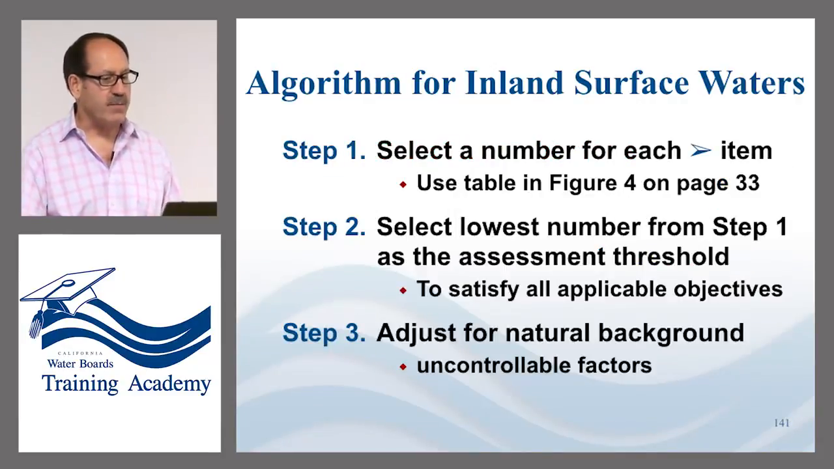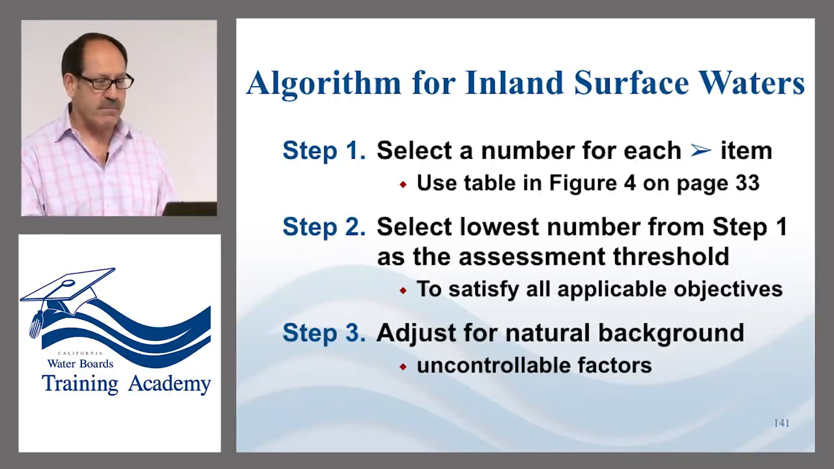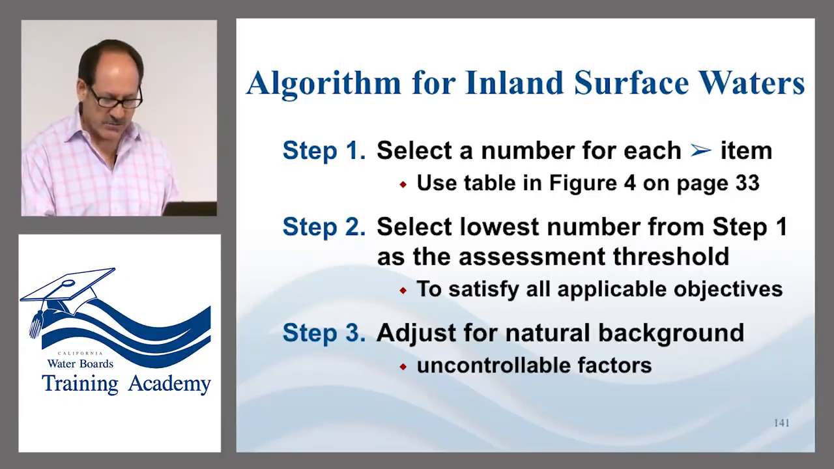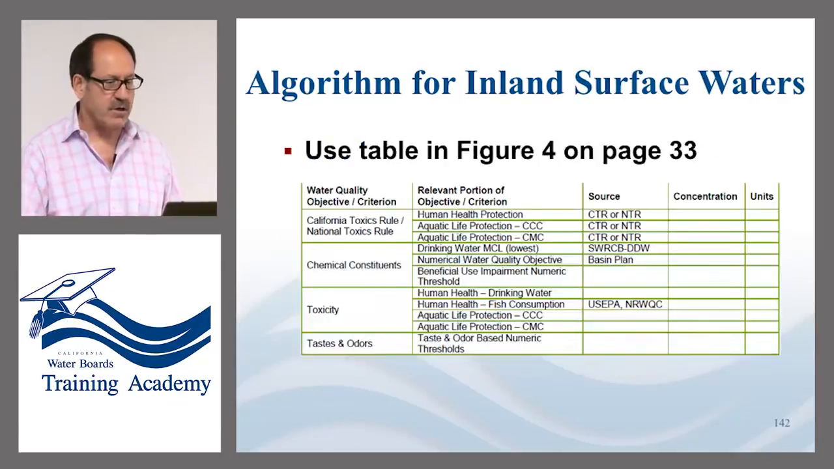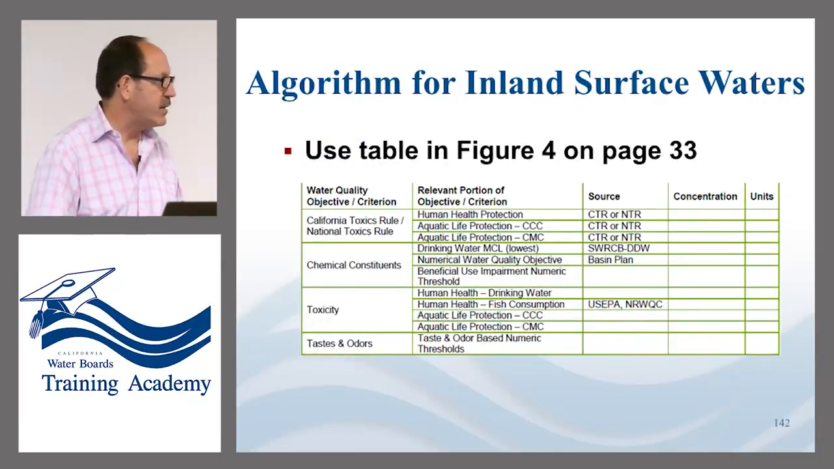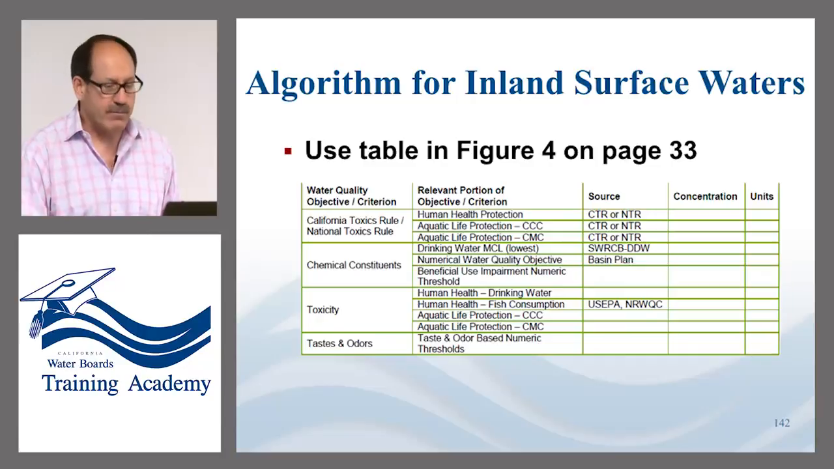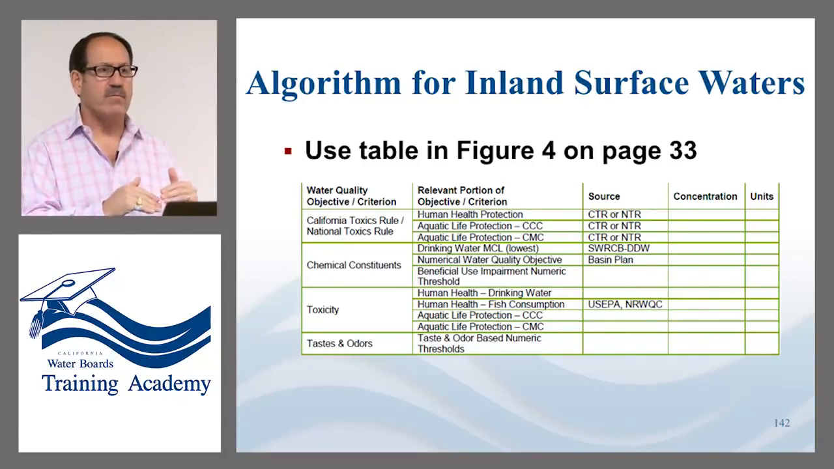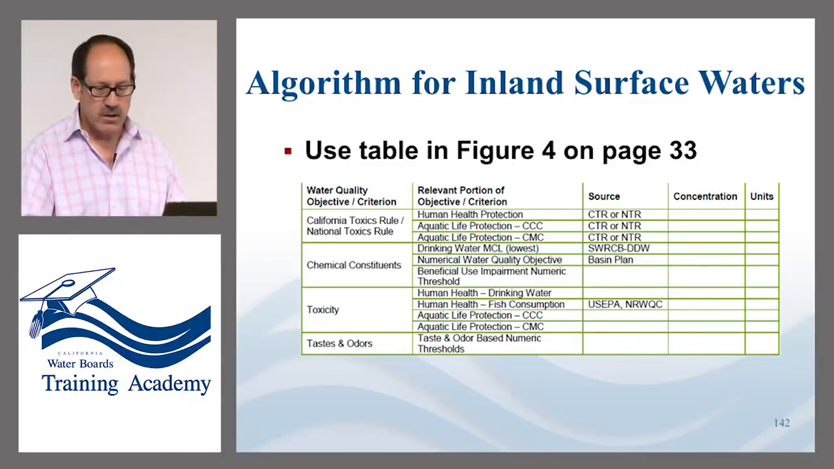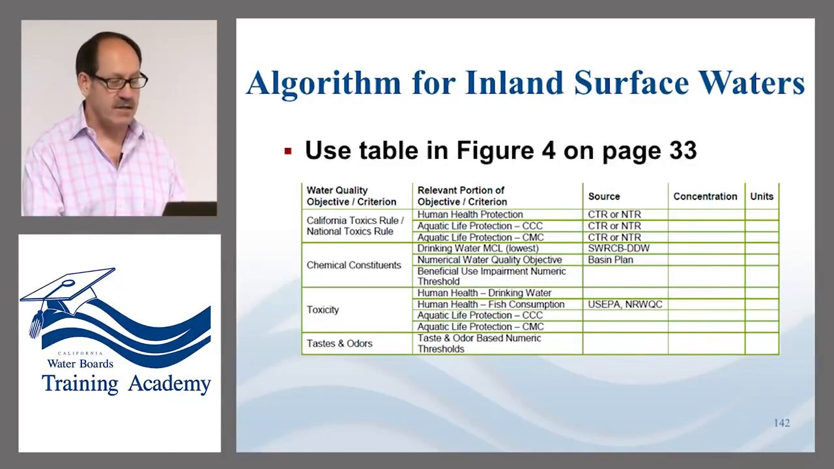So again, step 1, you select a number for each arrow-shaped bullet, and there's a figure on page 33 of the staff report to help you record those. Step 2, select the lowest of those numbers to satisfy all applicable objectives, and then adjust for natural background if necessary. So here's what the table looks like. It's a little more complicated than the groundwater algorithm table because there are a lot more things to consider. Okay, so you'd run through the algorithm and write down numbers as you go, and then pick the lowest of those as your assessment threshold.